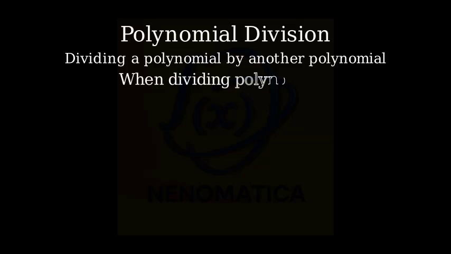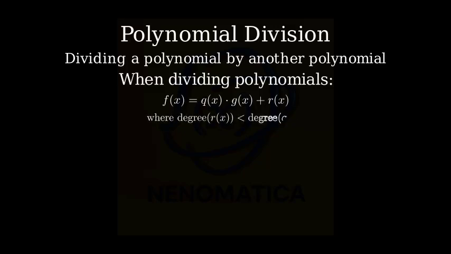When we divide one polynomial f of x by another polynomial g of x, where g of x is not equal to 0, we can express the result as a quotient q of x plus a remainder r of x divided by g of x. Mathematically, we can write this as f of x equals q of x times g of x plus r of x. The key condition is that the degree of the remainder r of x must be less than the degree of the divisor g of x.